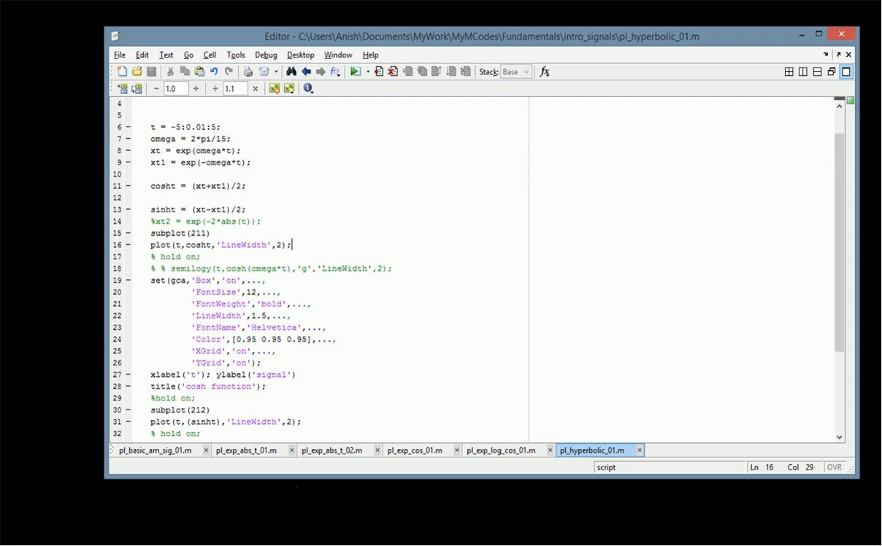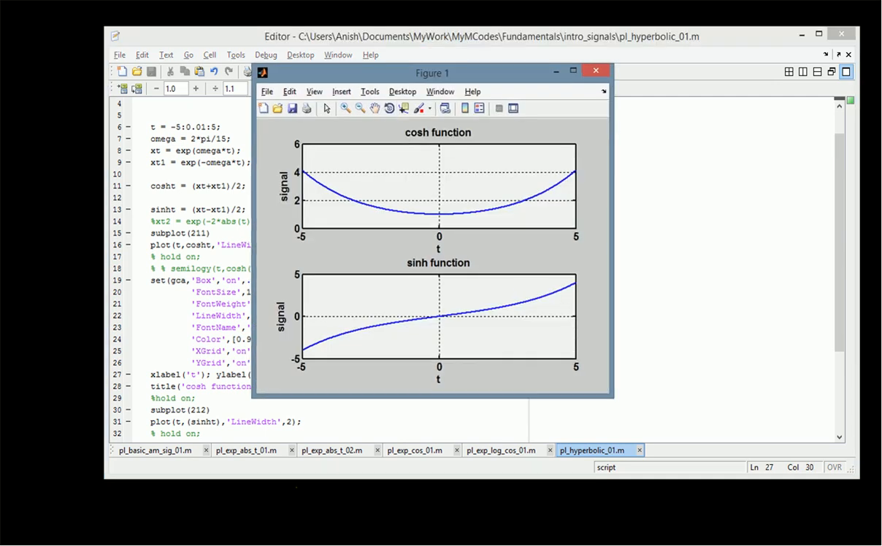So then we can generate the time vector, generate the two components of the signal, that is x of t and x of minus t, and then we add them and divide by 2 to get cos h function, and then we find the difference and divide by 2, we get the sin h function, and then we plot the two signals. And then the shape of the signal and the magnitudes or amplitudes depend on the frequency omega naught.